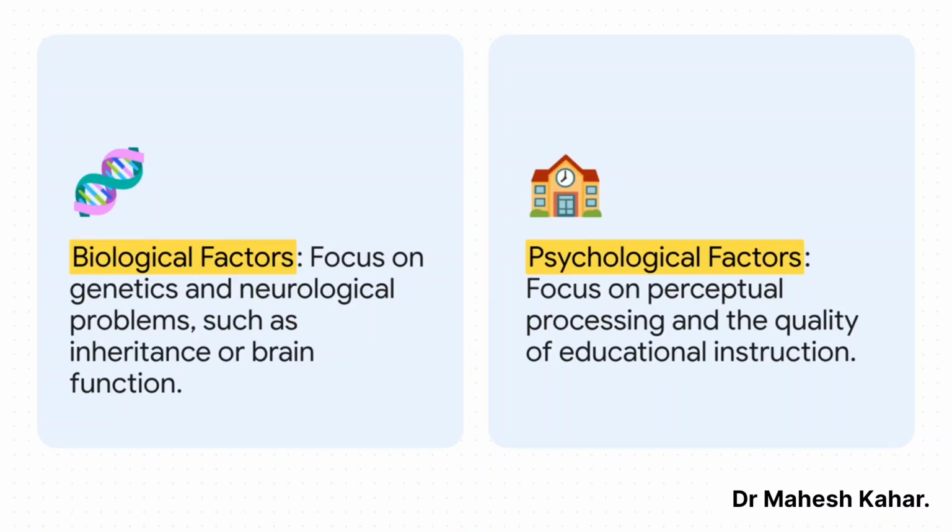On one side, you have the biological factors. This is all about genetics, the physical structure of the brain and how it functions. And on the other side, you have psychological factors, which look at how our brain processes what we see and hear, and even how we're taught.